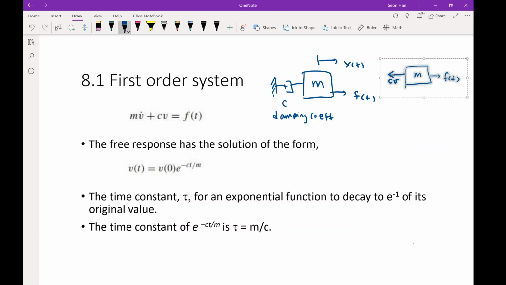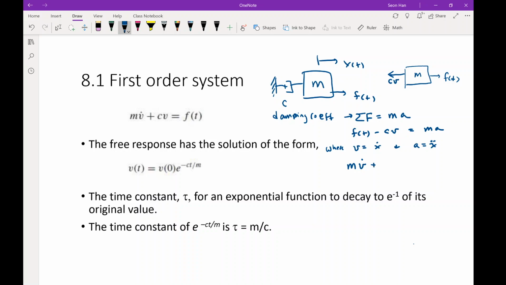When you sum the forces equal to MA, you get F of t to the right. You have to sum the forces in the same direction as acceleration, which is defined positive in the same direction as x. So F of t minus CV equals MA, where the velocity is x dot and the acceleration is x double dot. We can rewrite this after switching signs and replacing A with V dot, and we have the first order system.